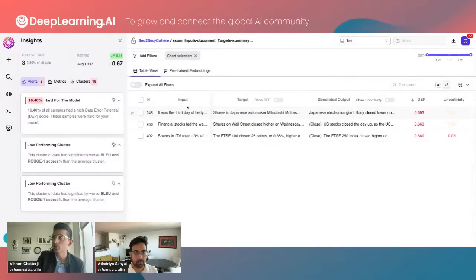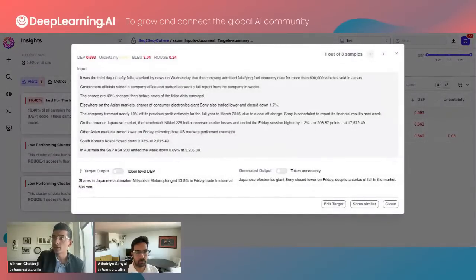If I look at the table view, I can see that the input provided, which is the news article, was about how there were hefty falls in the stock market, which led to where 600,000 vehicles were sold in Japan, which led to the overall shares for the electronics giant Sony falling by about 1.7%. And this had a big impact on the Nikkei index, which eventually had a big impact on the S&P index as well. Now, the headline that the human labeler came up with as the target output was: shares in Japanese automaker Mitsubishi Motors plunged 13.5%.